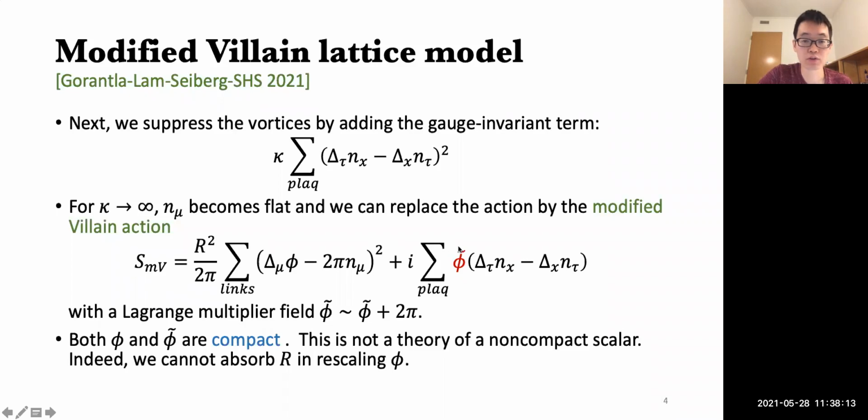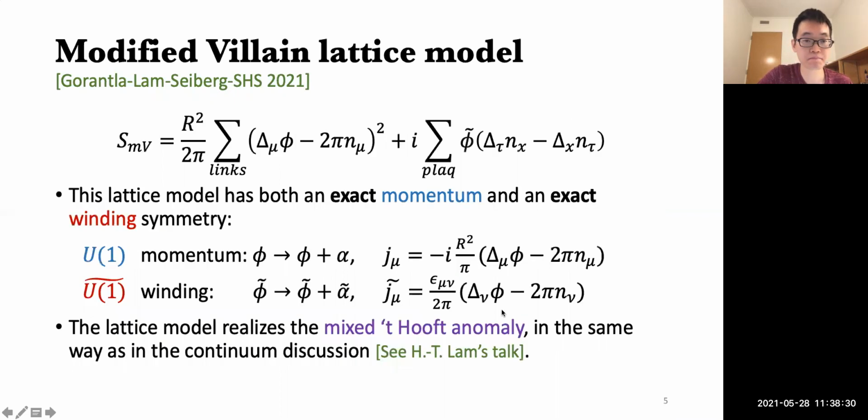Phi tilde was introduced as a Lagrange multiplier, but since it's multiplied by an integer quantity, it has a 2-pi periodicity. And we cannot rescale the periodicity arbitrarily. This is really a lattice model of compact fields instead of non-compact fields. All right, so what's the novelty of this modified Villain action?